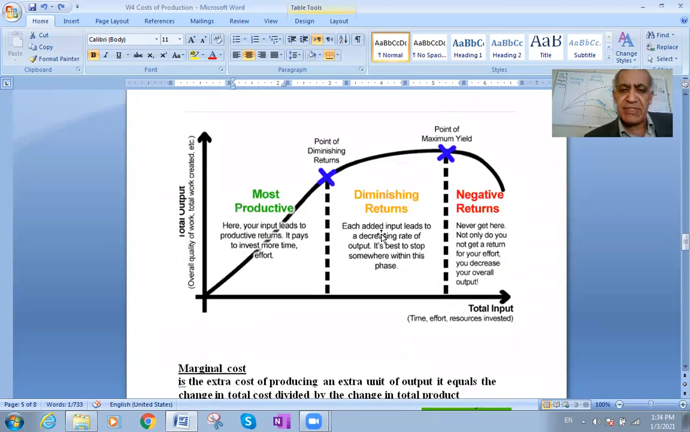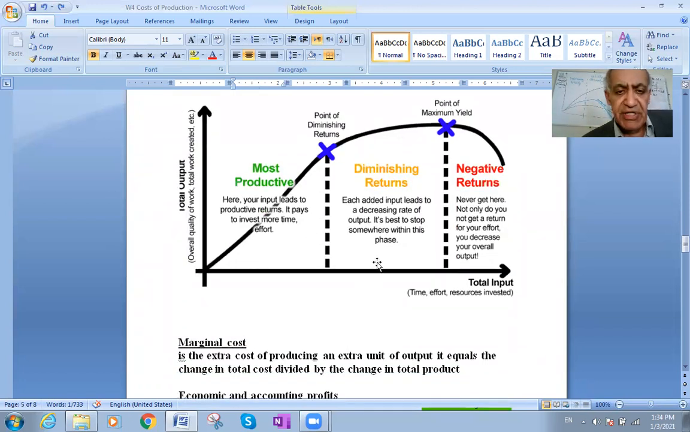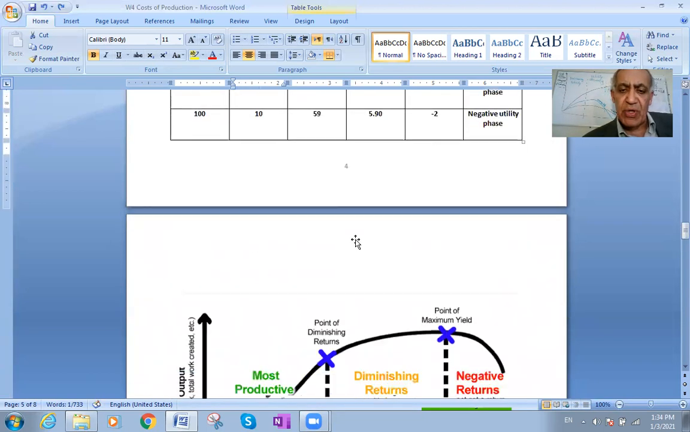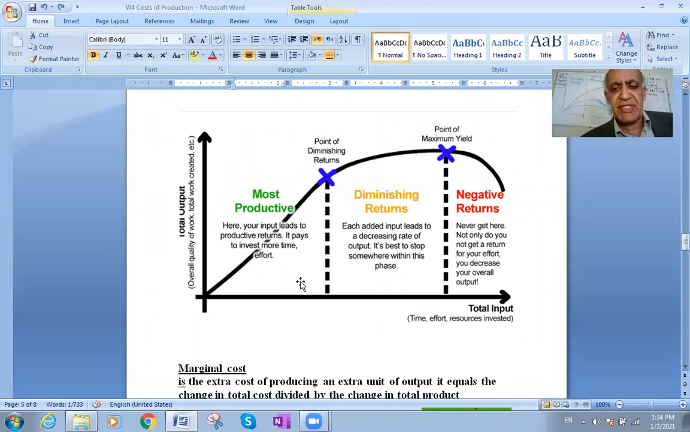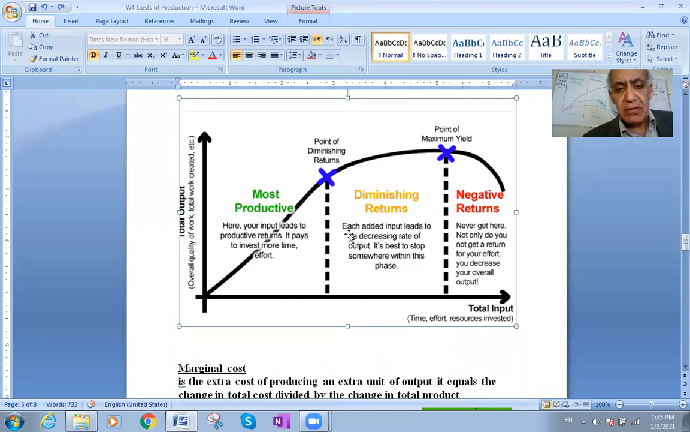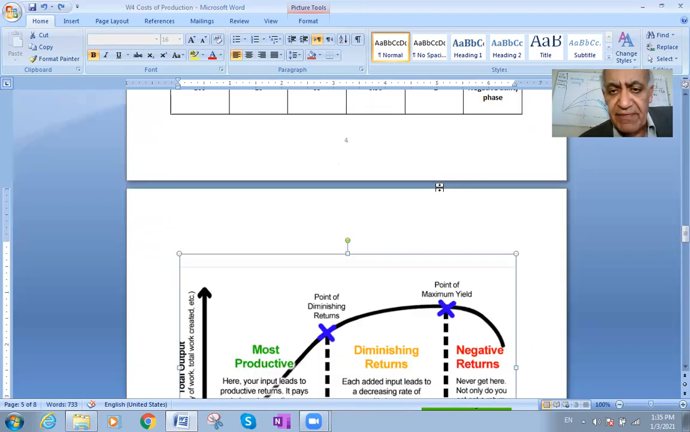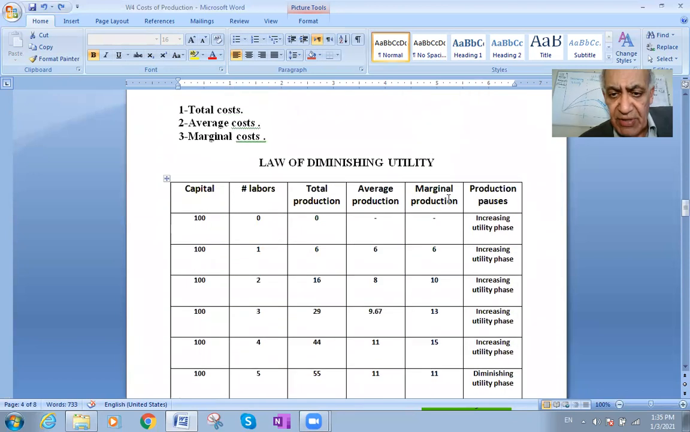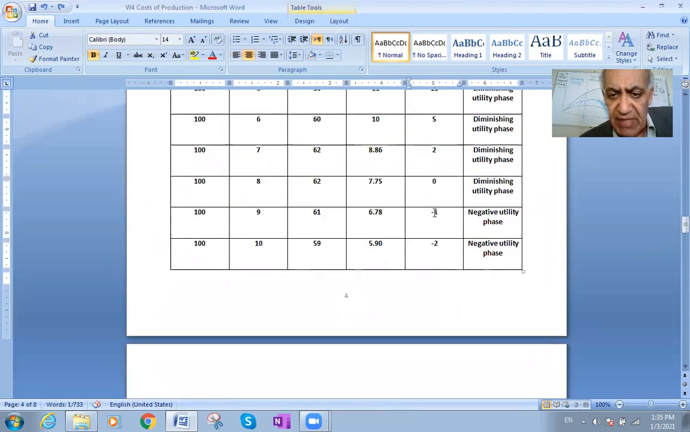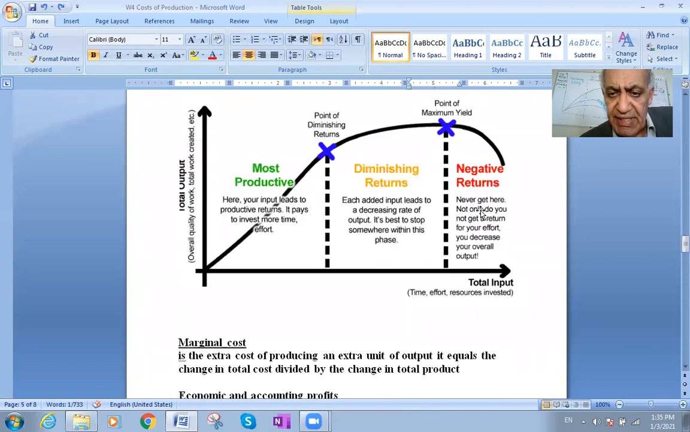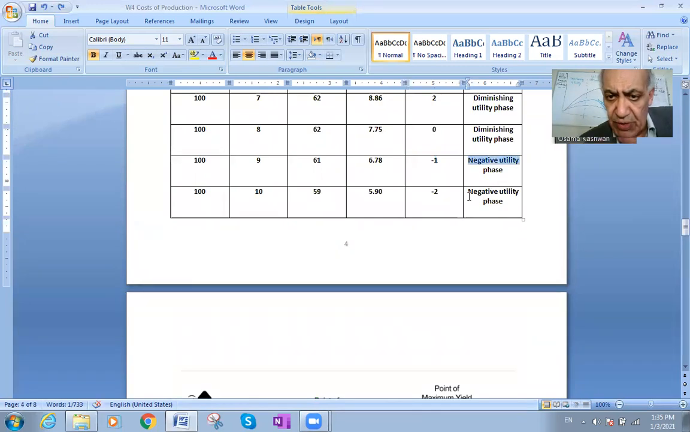For that reason, you can sum up the law of diminishing utility in three areas, which I drew on the graph, and I put the summary here on these three stages. The first stage is very productive. The second stage is diminishing, till we reach the point where the marginal production equals the average production. After this, the marginal will be negative, like here, the marginal utility or marginal production became negative. So here we say it is the negative returns.